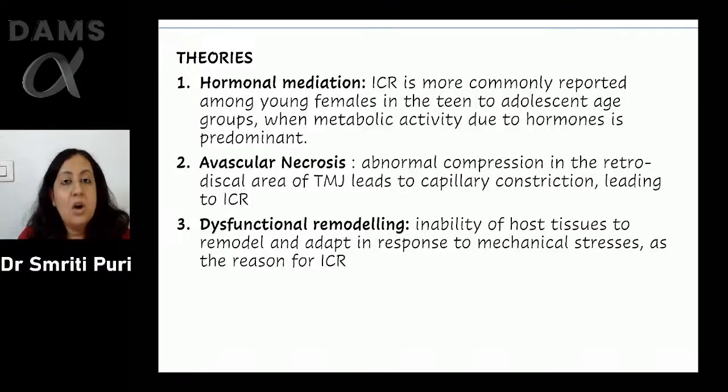hypothesis, or the next theory, is avascular necrosis. So this says that abnormal compression in the retrodiscal area of TMJ leads to capillary constriction, which may lead to idiopathic condylar resorption, due to cutting off of the blood supply. The third is dysfunctional remodeling, that is inability of the host tissue to remodel and adapt in response to mechanical stresses, which may be the probable cause of idiopathic condylar resorption.